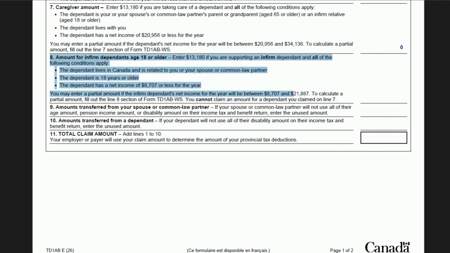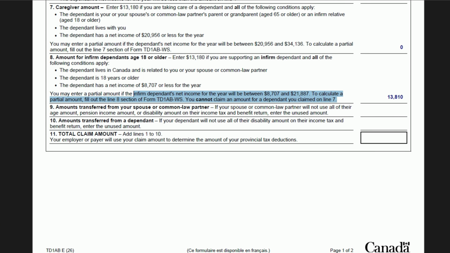So, once these three criteria are being met, you will enter 13,810. If the infirm dependent's income from all year will be between 8,707 and 21,887, then you will be using the calculation sheet and you cannot claim an amount for the dependent you claimed on line 7. Remember that they are not the same person for whom you are claiming on line 7.